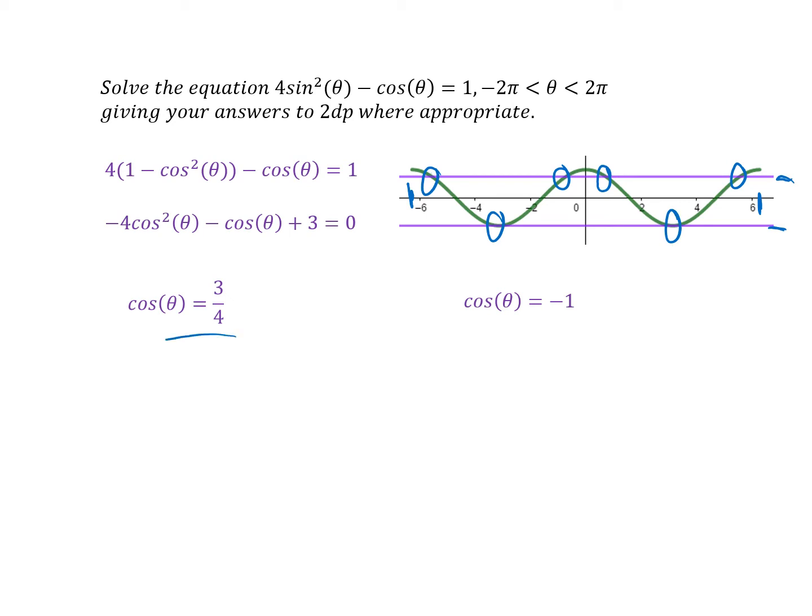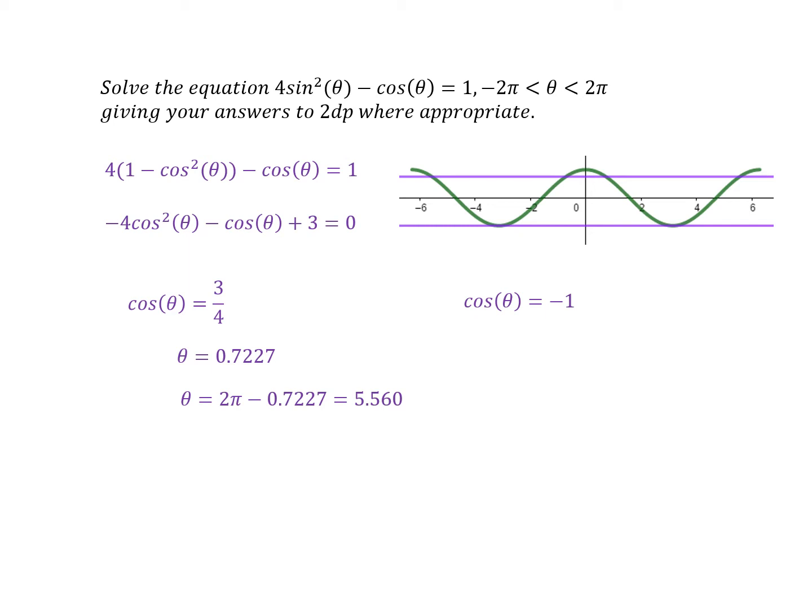So let's start with the cos theta equals 3/4, and then we can put that straight into our calculator. Theta equals arc cos 3/4, which is 0.7227 radians. So that's this number here. And then to find the next one here, I'm just doing 2 pi minus the first answer, the principal answer. So 2 pi minus 0.7227 is 5.560 radians.